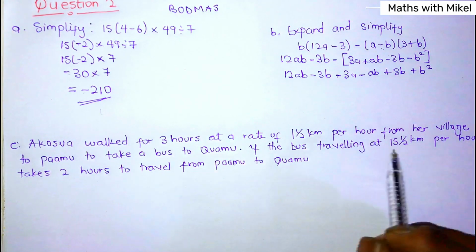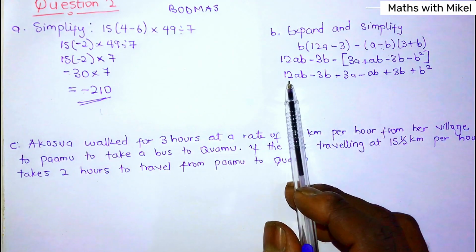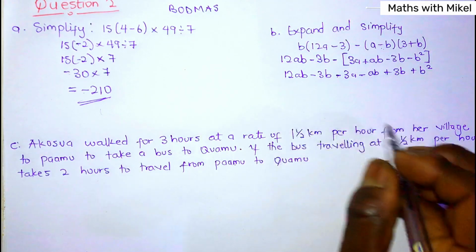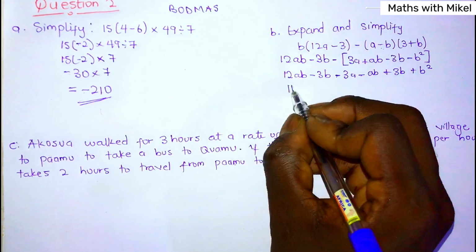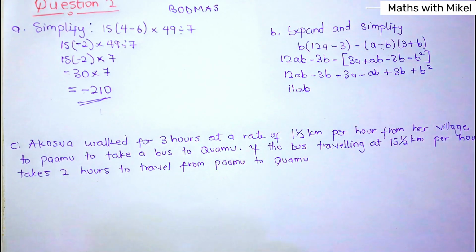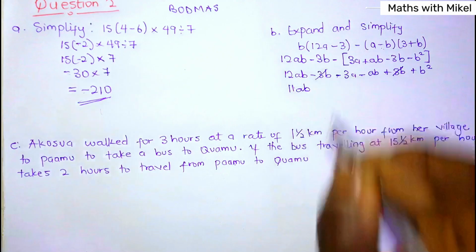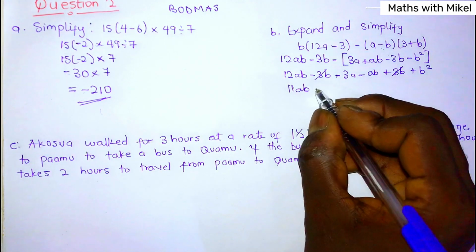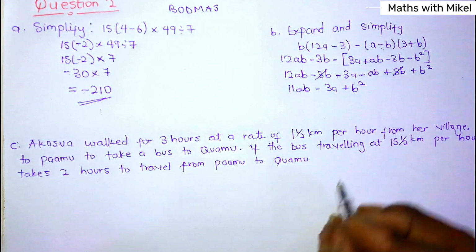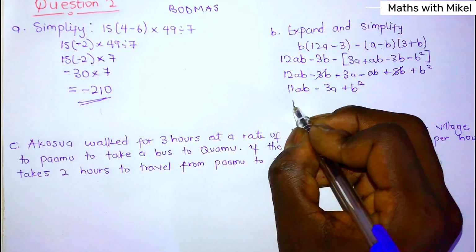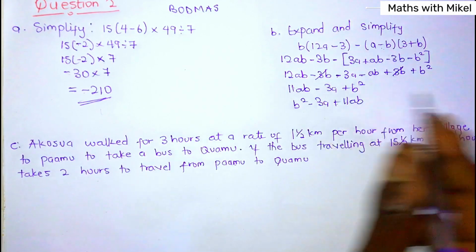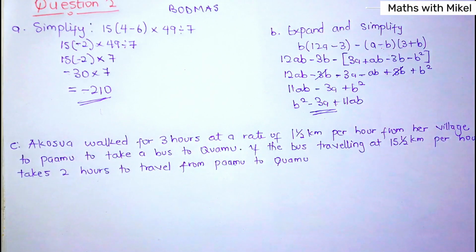So some of the terms are equal. I'm seeing 12AB and AB here. So these two gives me 11AB. So I'm seeing negative 3B and positive 3B. So these two can cancel. I'll be left with negative 3A plus B squared as my final answer. I can rewrite this as B squared minus 3A plus 11AB. Either way I leave my answer, I'm correct.